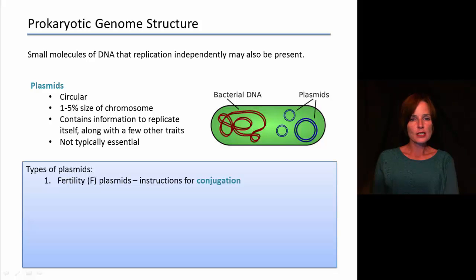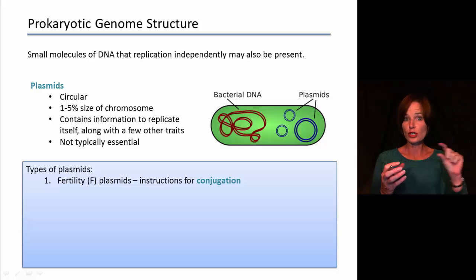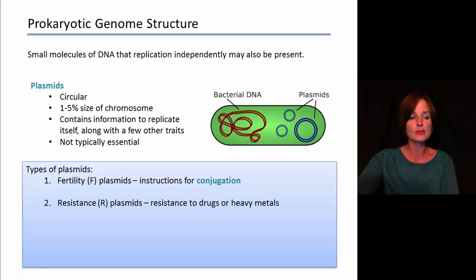Conjugation is a process where two separate bacterial cells connect together, and then they pass plasmids from one to the other. So it is a way to get some genetic information between prokaryotes, and bacterial cells specifically. If a cell has the fertility plasmid, that cell is able to make that connection for conjugation, and it also sends plasmid copies over to the other cell. So that's one type of plasmid.